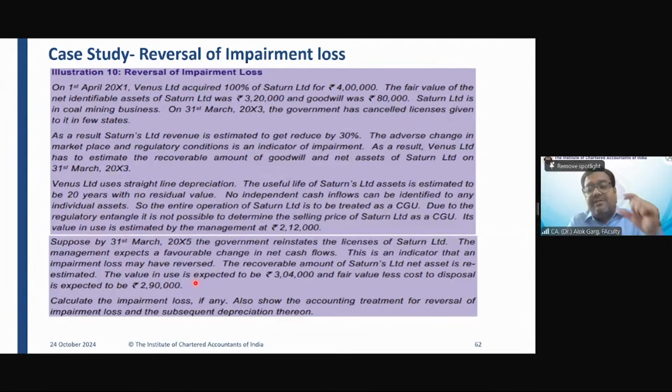So recoverable value is given in this question. This question talks about reversal of impairment loss. This situation arises after 2 years. We did the impairment on 31st March 2003 and the reversal is on 31st March 2005. The recoverable value is given as 3,04,000. The carrying value on 31st March 2003 was 2,12,000. Now that I know the recoverable value on 31st March 2005, what else do I need to find out? How much impairment loss can be reversed?